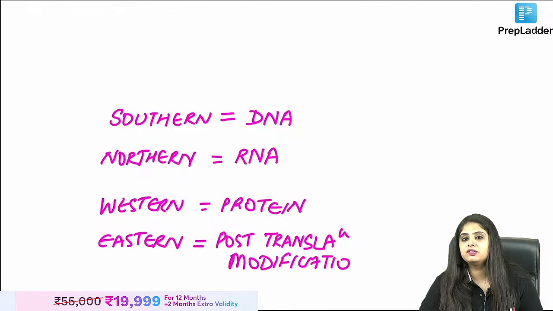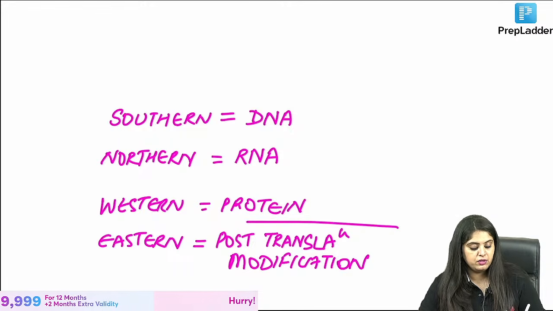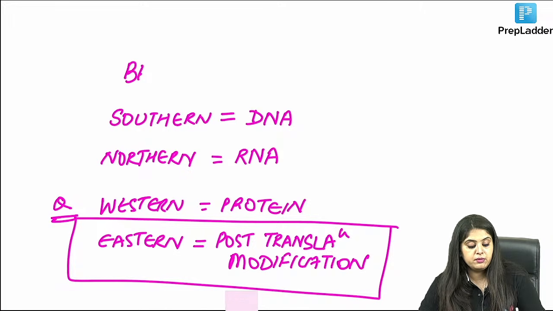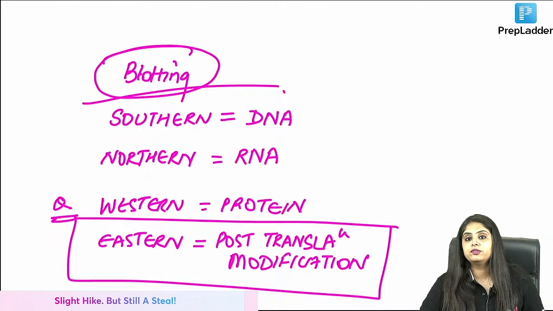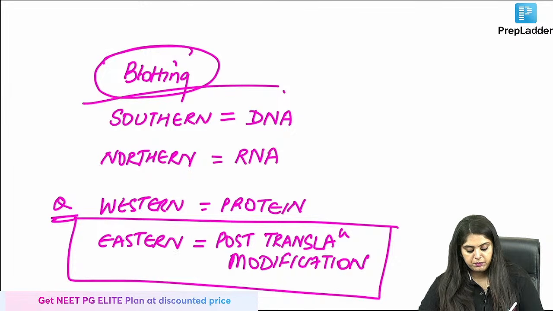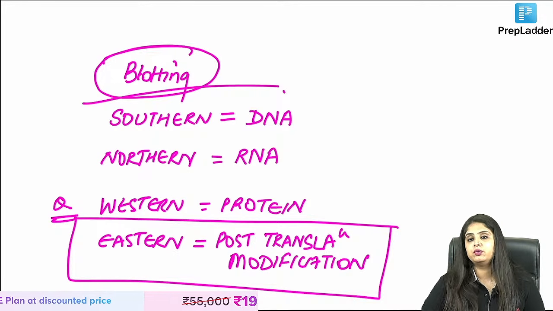I think this roti dosa pizza is pretty common with examiners also. Poochेंगे to shayad ab ye poochenge: Where do you do Eastern blotting? It is done for the post-translational modification.